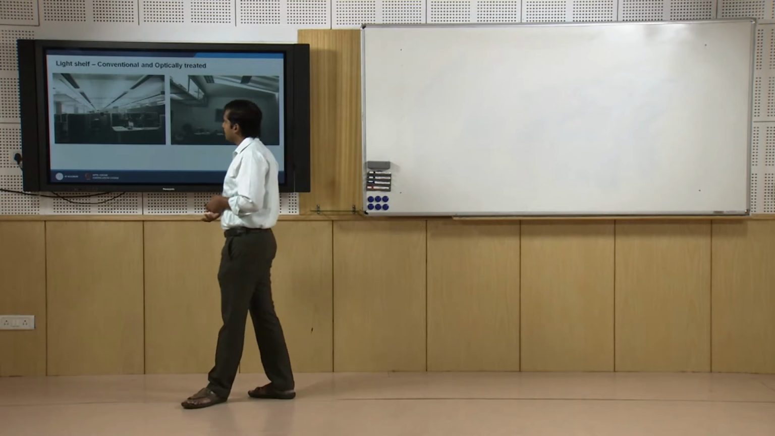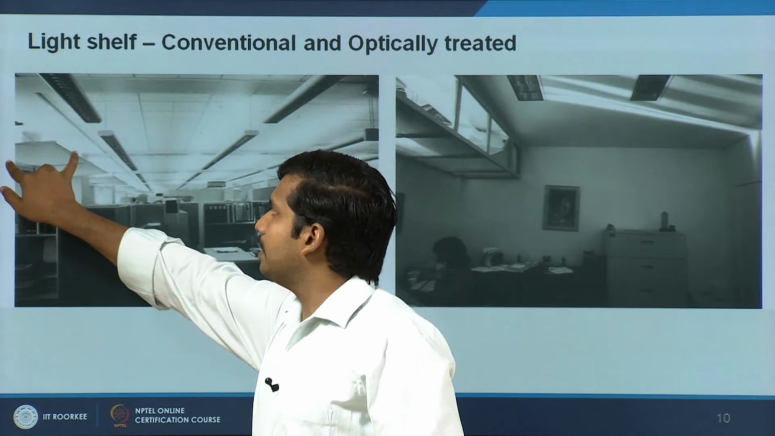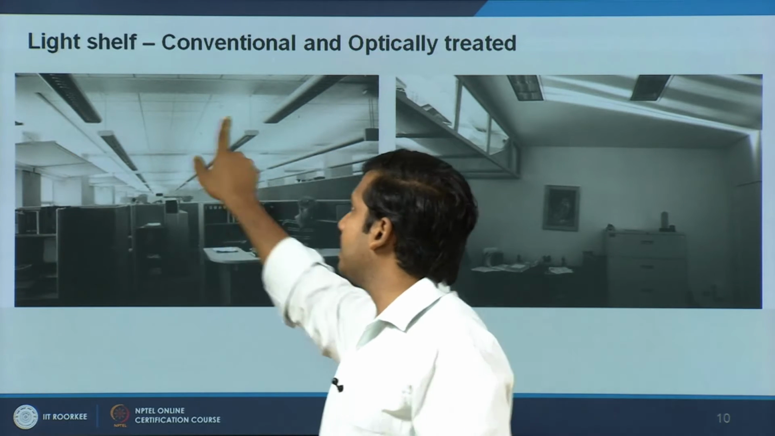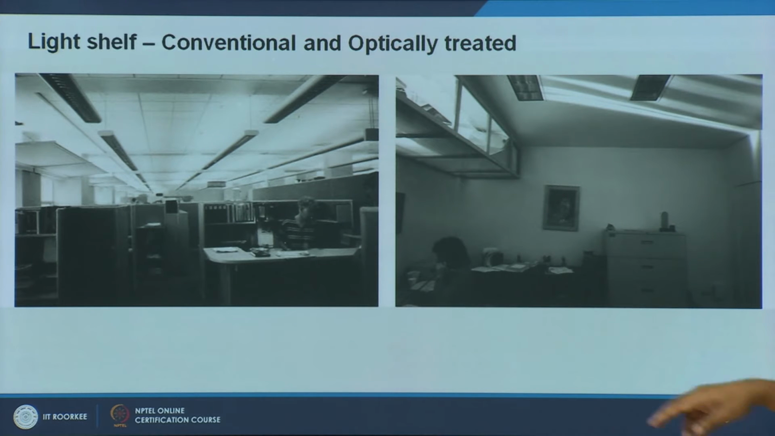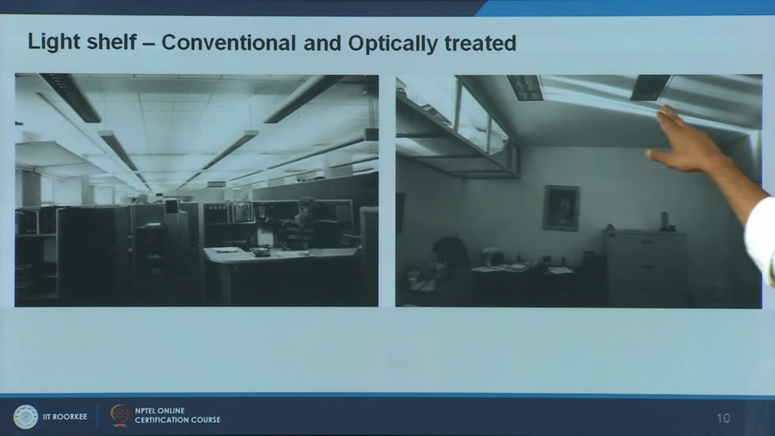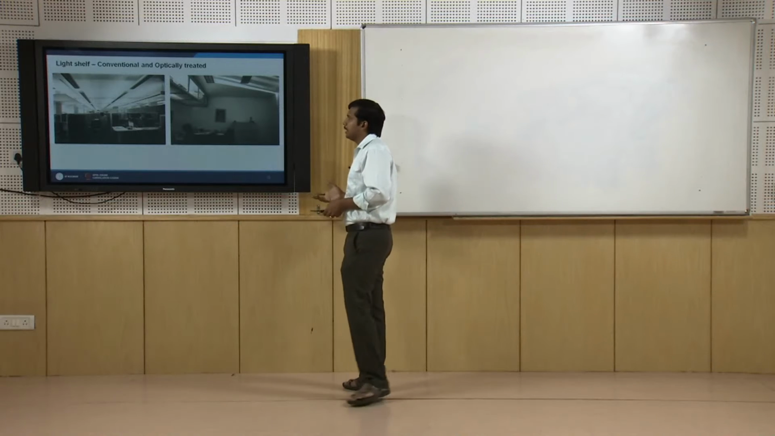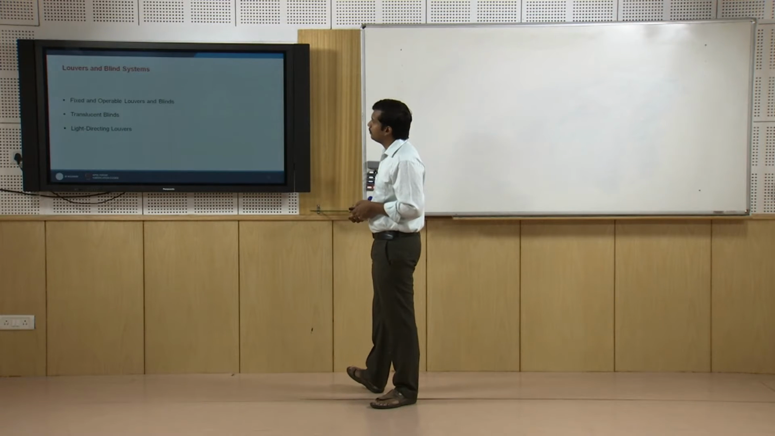In this typical example of light shelves, you can closely look at it, they are projected inside, and without any artificial lighting you get the desired amount of light. Again here it is getting reflected to the ceiling and back to the workplace. Without artificial light they are able to perform typical office activity.